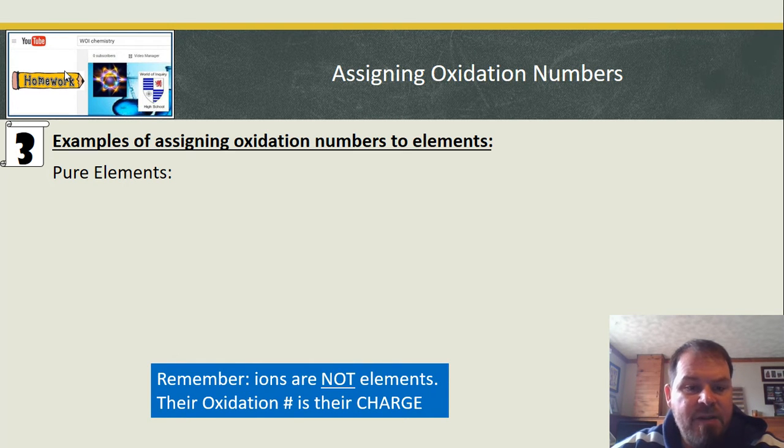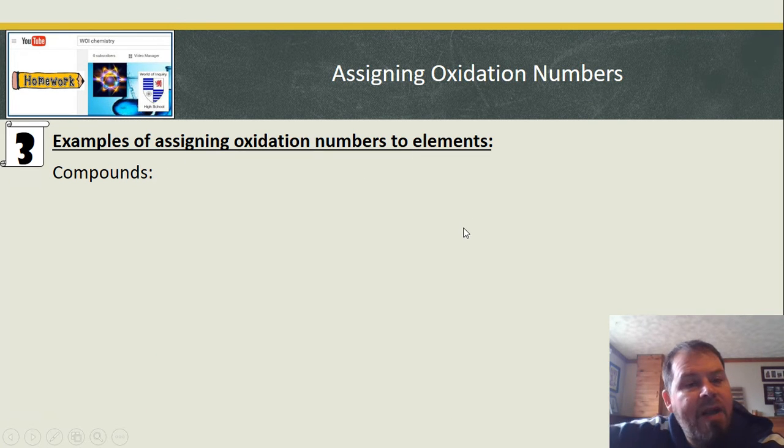Remember, ions are not elements. Their oxidation number is their charge, and at some point in the practice, we're probably going to have to assign oxidation numbers to atoms within a polyatomic ion. I think that's in the POGIL, and it'll teach you how to do that. For now, the overall charge is going to be the charge on the ion, whereas in compounds the overall charge is 0.